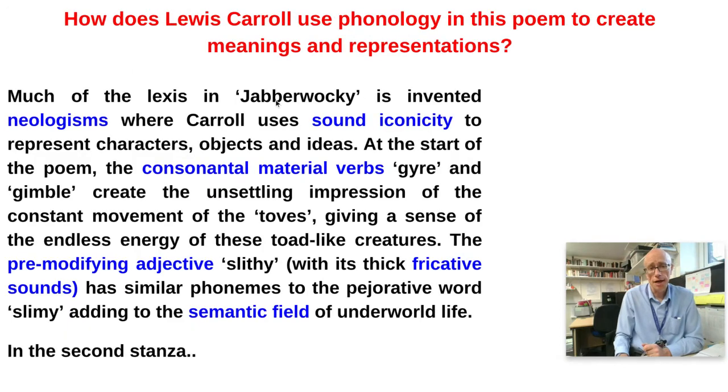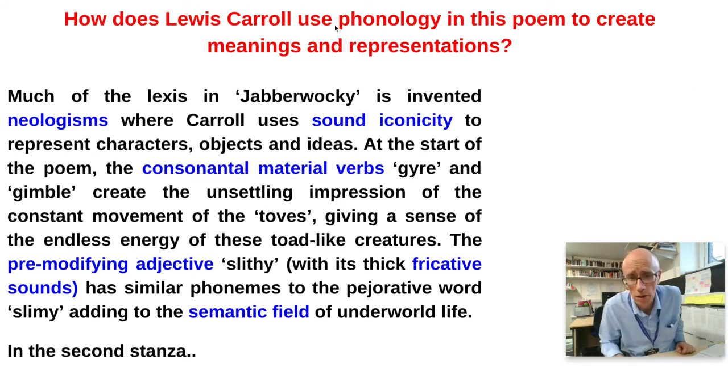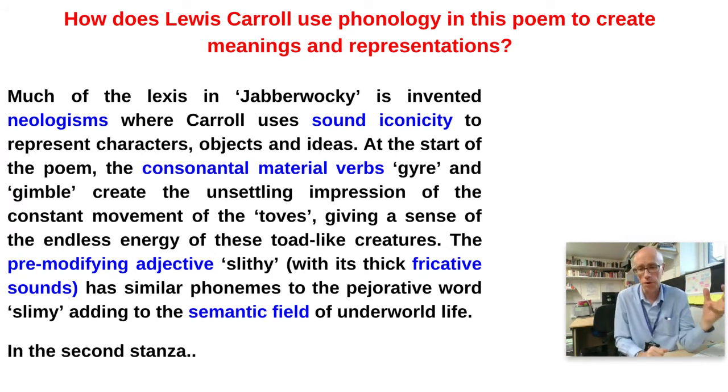Okay, now having done that, I would recommend that you do a piece of writing. As I said, if you've got the booklet, you've got the whole poem on pages 80 to 81. So you're answering this question: how does Lewis Carroll use phonology in this poem to create meanings and representations? We always keep banging on about that because that's the question that you're always going to get in your English language A-level paper 1 section A exam. Meanings and representations. Meaning that you're not just going to spot some sound features, but you always have to link what you're saying about the sound feature to an effect.